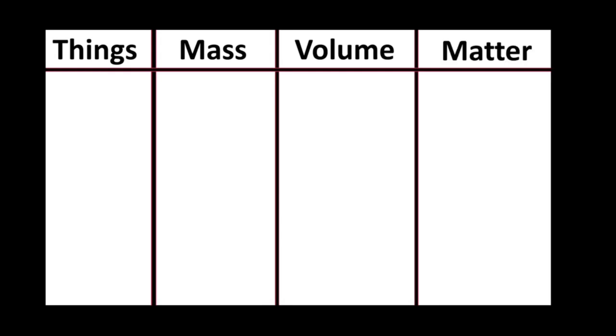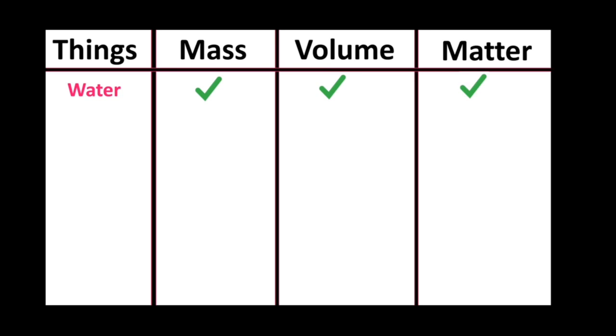Let us go through some examples. We will write the headings: the things or phenomena, mass, volume and matter. The first example that we are going to discuss is water. Can we measure the mass of water? Yes, we can measure it, so we will put a tick mark. What about volume? Can we measure the volume of water? Volume is the space occupied by the object, and we have seen already that water occupies space, so it has volume. Since water has mass and it occupies volume, we can say that water is matter.